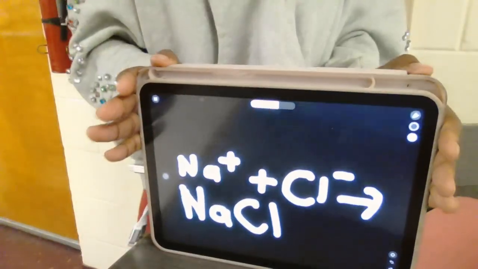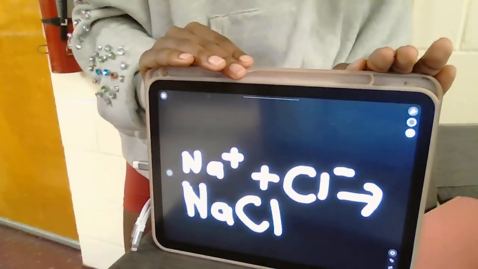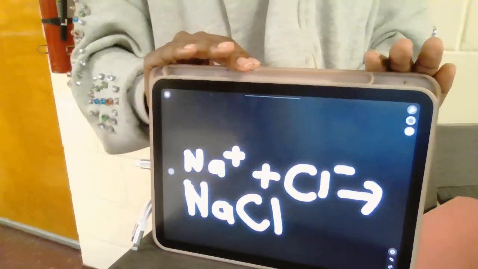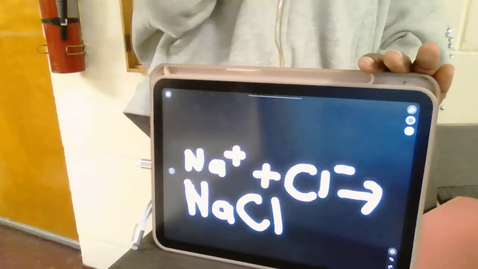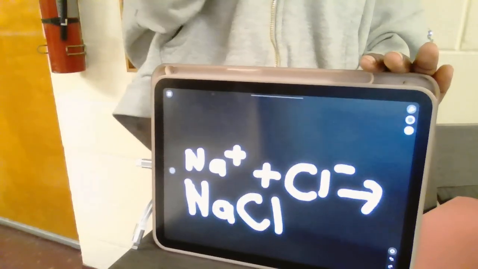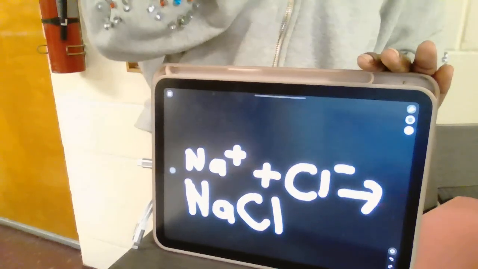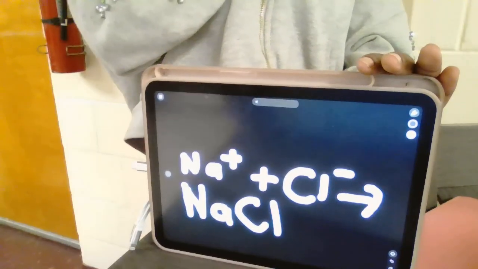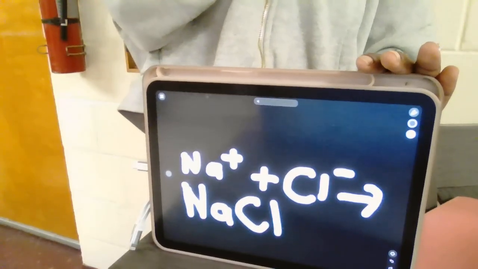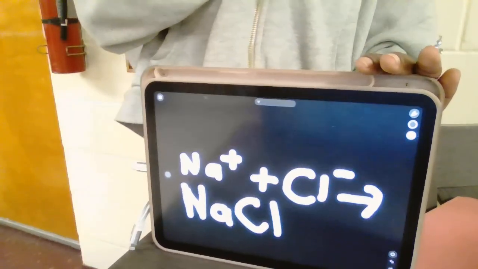So for our first example, this is sodium chloride. Sodium gives one electron to chlorine. The equation is Na plus Cl gives us NaCl. Simple.